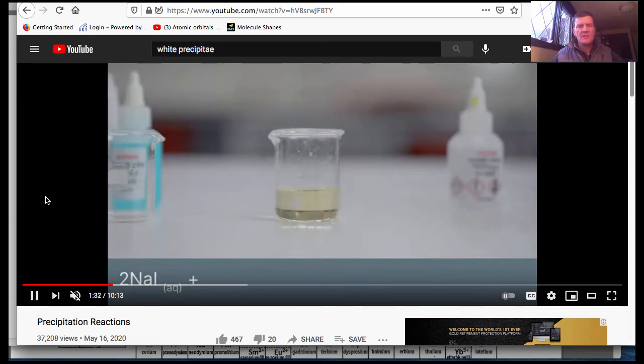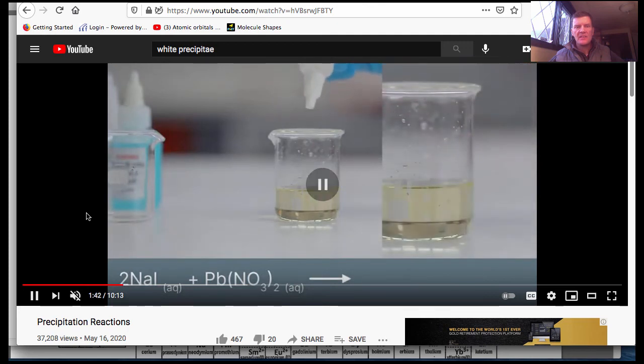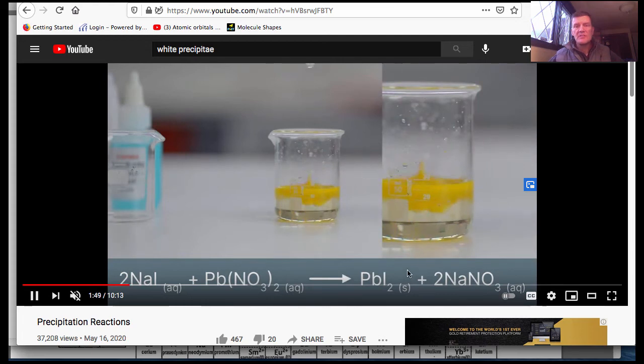Here we have sodium iodide. And sodium iodide is somewhat of a clear yellowish solution. And then we're going to add lead nitrate. Lead nitrate is also clear, but it's going to produce a yellow precipitate. That yellow precipitate is the lead iodide. And so you'll see what happened is the sodium and the lead are switching places. Now the lead is going with the iodide to produce this precipitate, lead iodide. And the sodium is going with the nitrate, but the sodium nitrate is still dissolved in water.